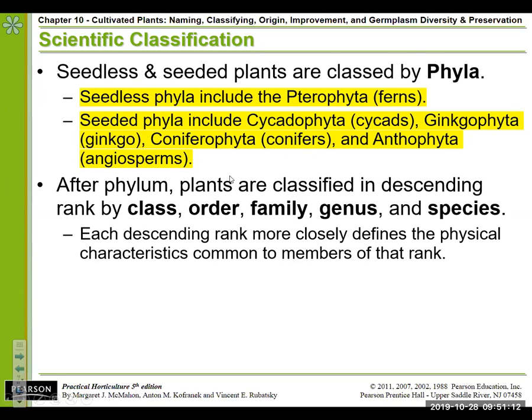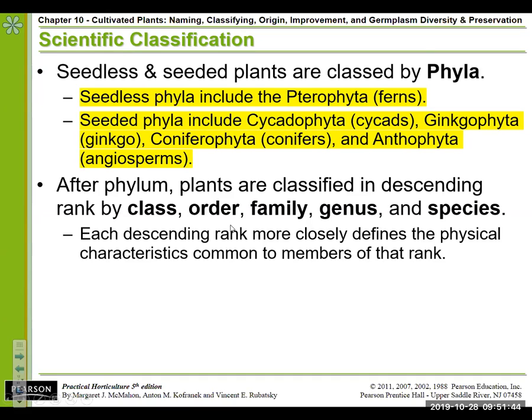So after phylum, we then classify them by rank, by the class, order, family, genus, and species. And in between there are a couple of things like superorder or suborder that the botanists use, and I kind of think that's just for job security. They're always reclassifying plants. The idea here, though, is that each descending rank closely defines the characteristics that are common to members of that rank.